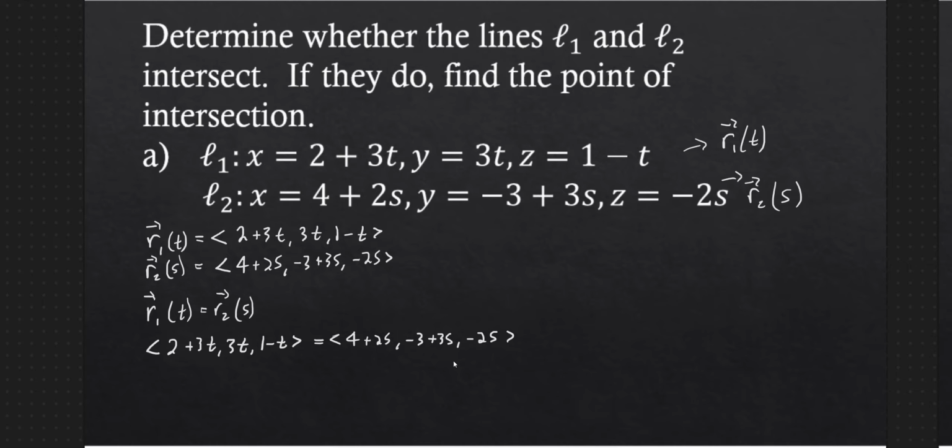And what I can actually do is subtract these. These are two vectors. I can subtract them. If I subtract, say, this one from this one, I'll be left with the 0 vector over here. And so I'm going to do that. I'm going to subtract component-wise.